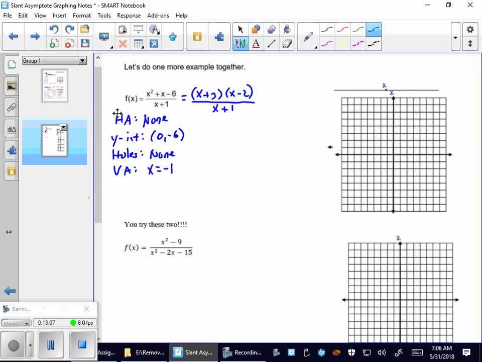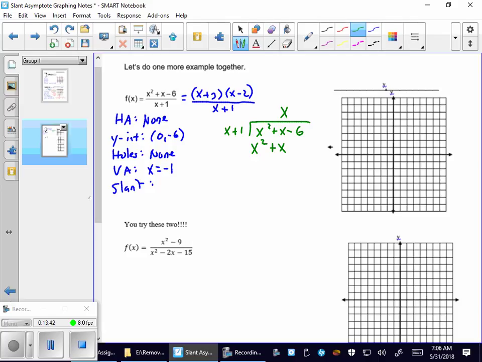Now again, I know I'm going to have a slant because the power of the numerator was exactly 1 greater, so we got to do our long division. All right, so x plus 1 goes on the outside. On the inside, we put x squared plus x minus 6. And again, ask yourself, what do you multiply by that first term on the outside, which is x, to get the first term on the inside, which is x squared? And of course, that would be x. Put it over top of your x term. So x times x is x squared. x times 1 is x.